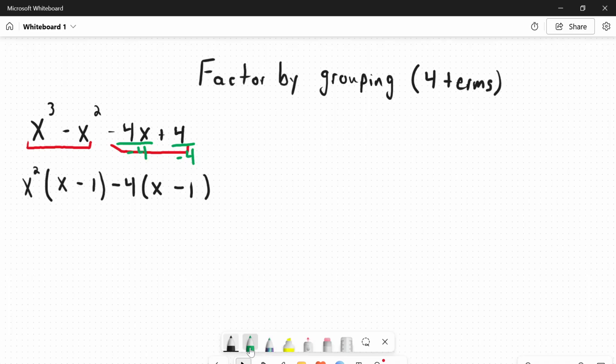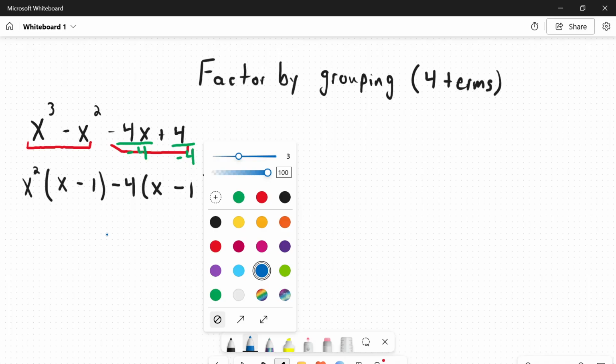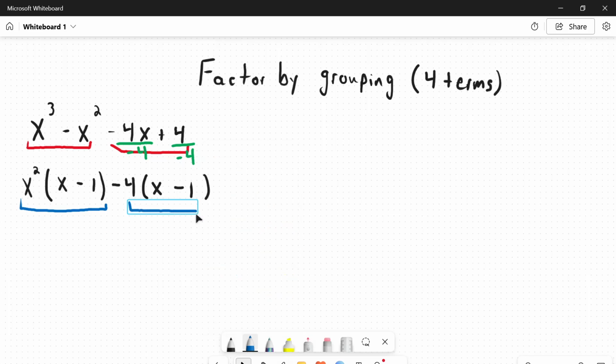Now, I'm going to underline our new terms in blue. We have a blue term here, and we have a blue term here. They are separated by this minus sign. Sometimes it's a plus sign. In this case, it's a minus sign. Those two terms have something in common. If you look at what's underlined in blue here and what's underlined in blue here, and you look at what they have in common, I see that they both have an x minus 1. So I'm going to factor that out. I'm going to factor out an x minus 1.